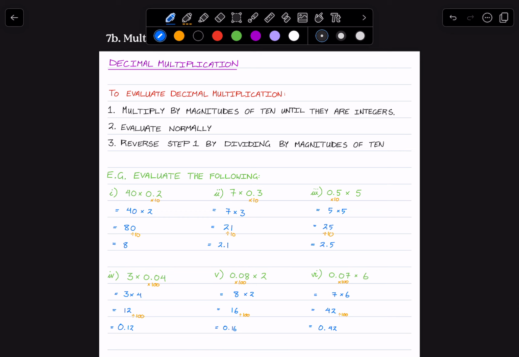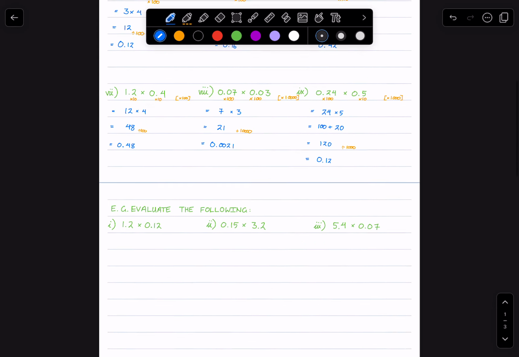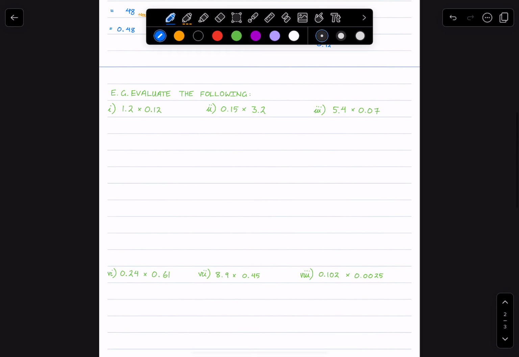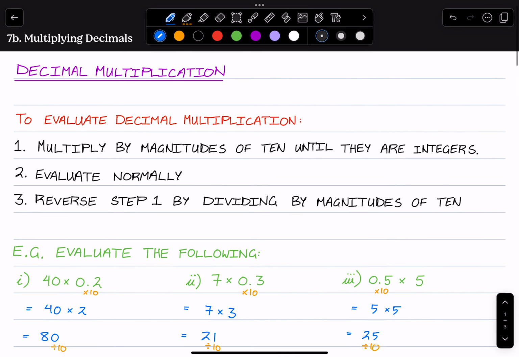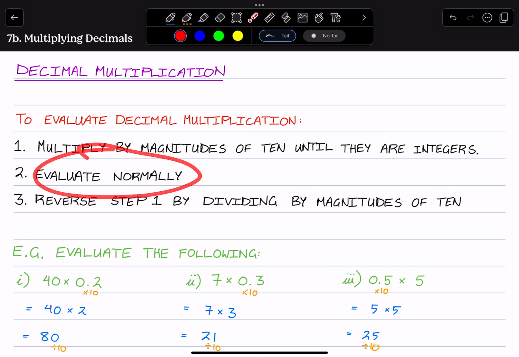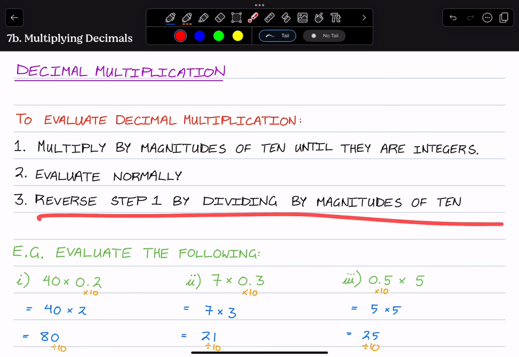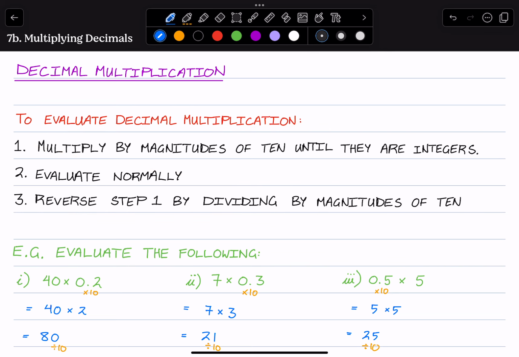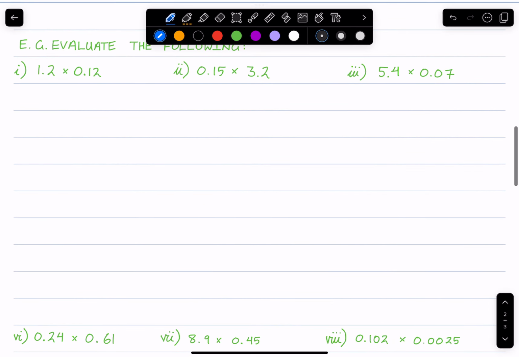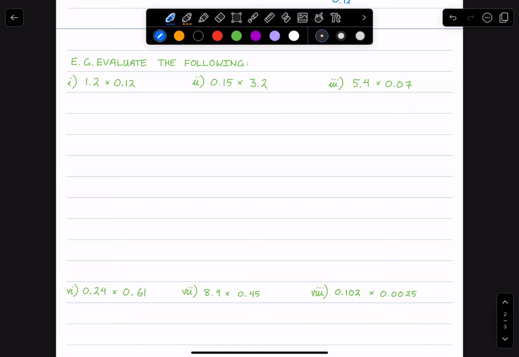Hello class, this is a continuation on decimal multiplication. This is just harder examples here, but in reality it's really just this method here. We would multiply by magnitudes of 10 until we're just working with integers. We evaluate like we normally would, and then we reverse step 1. So let's just demonstrate this with 6 more examples with slightly harder multiplications.